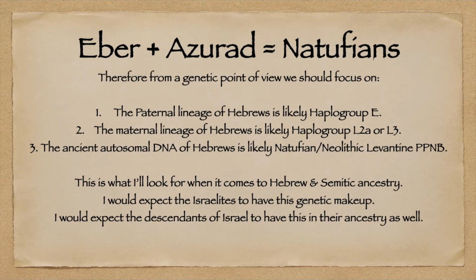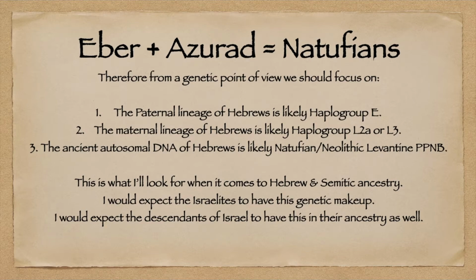Therefore, from a genetic point of view, we should focus on, 1. The paternal ancestry or the paternal lineage of the Hebrews is likely haplogroup E. 2. The maternal lineage of early Hebrew women is likely haplogroup L2A or L3. 3. The ancient autosomal DNA of early Hebrews is likely Natufian/Neolithic Levantine PPNB. This is what I'll look for when it comes to the Hebrew and Semitic ancestry.